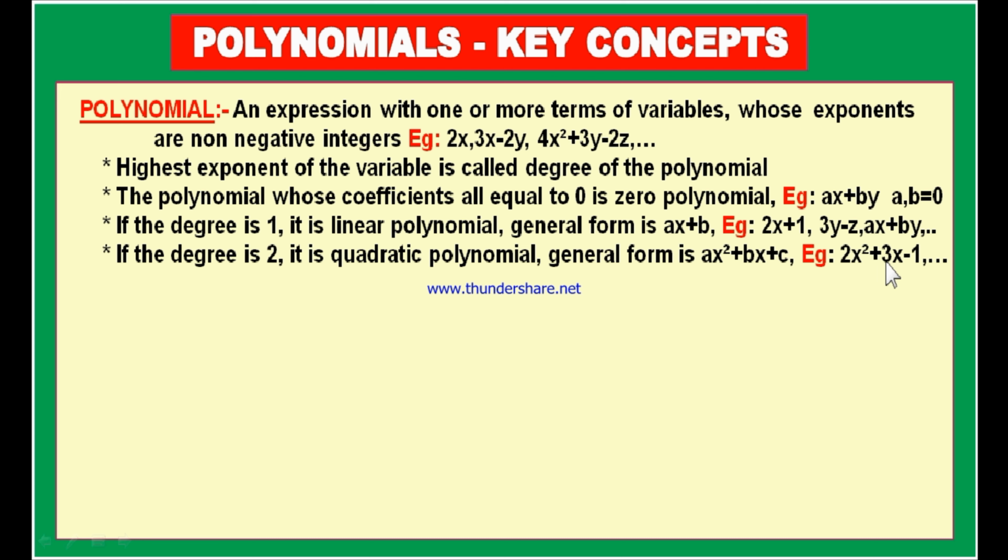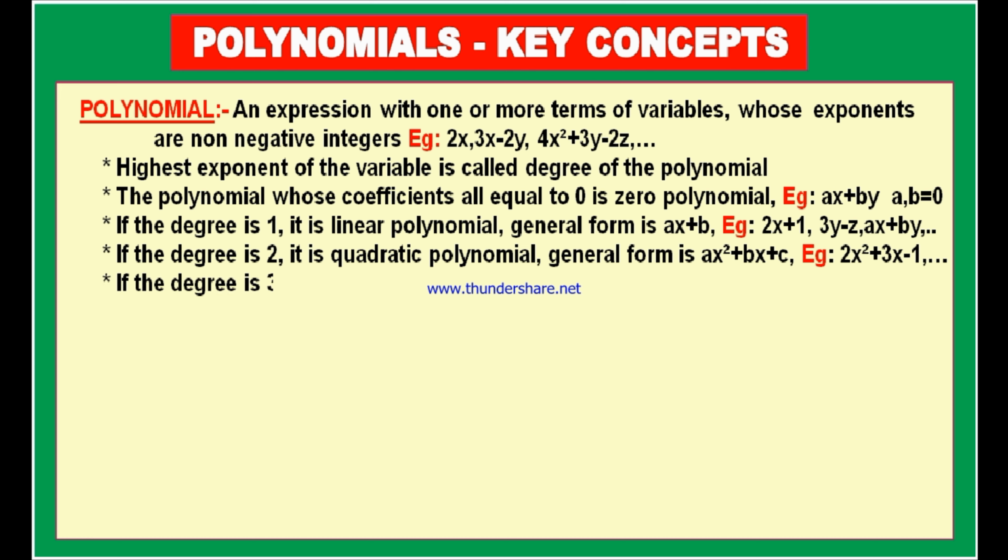An example is 2x square plus 3x minus 1. But if you are asked to write a quadratic polynomial in two variables, you can write ax square plus by square. If you are asked to write a quadratic polynomial in three variables, you can write x square plus y square plus z square.